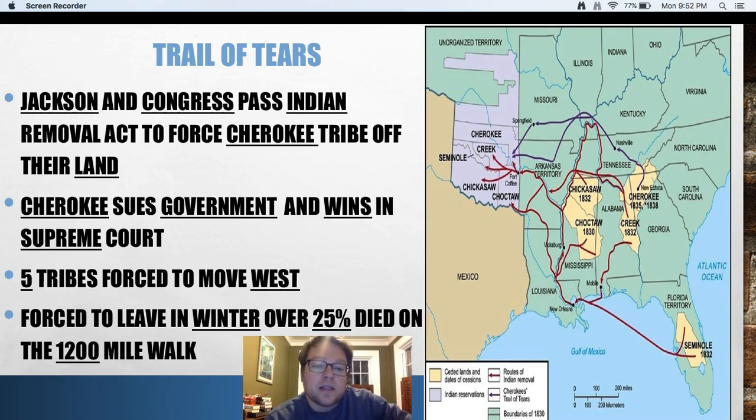So instead of going to war over this issue, they go to war in court and they sue the government and they actually win in the Supreme Court. Andrew Jackson very famously tells the Supreme Court, you ruled against us. All right, how about you go enforce it? The Supreme Court can't really enforce what it does.